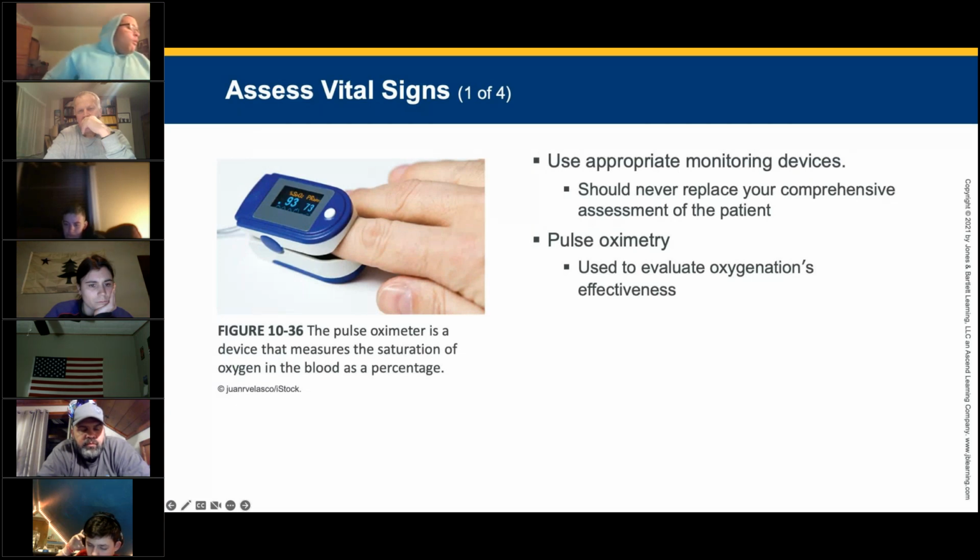Assessing the patient's vital signs. Use monitoring devices. A monitoring device should never replace your comprehensive assessment of the patient. Pulse oximetry is one of the tools we use to evaluate the oxygenation effectiveness. However, one of the phrases that you'll hear often is treat the patient, not the machine. Just because their numbers look normal, if the patient is still struggling to breathe, that's a problem. You're going to need to fix that.